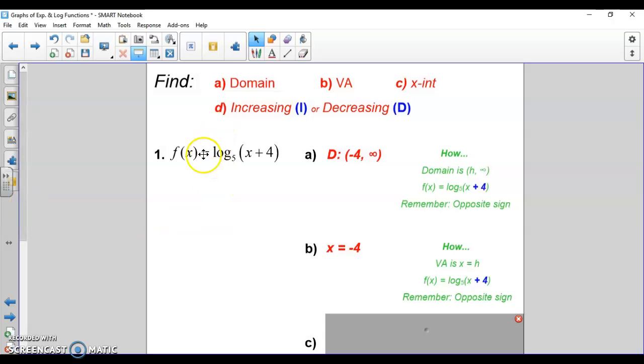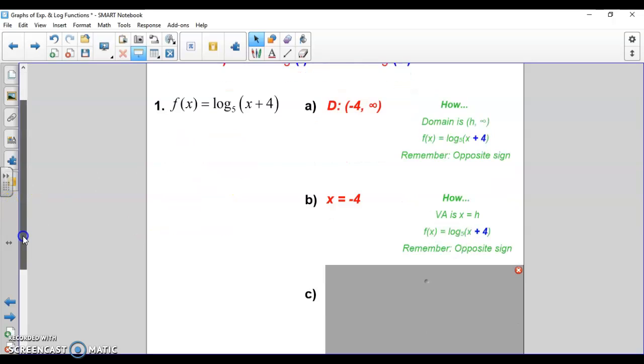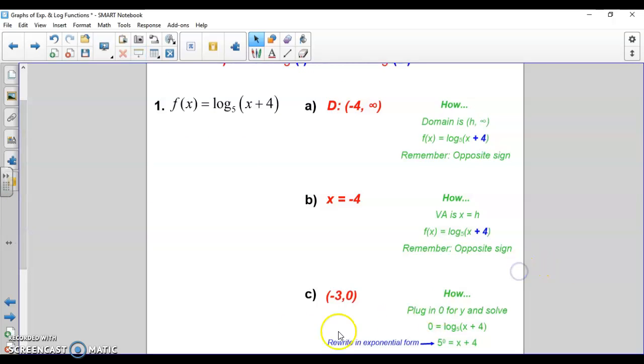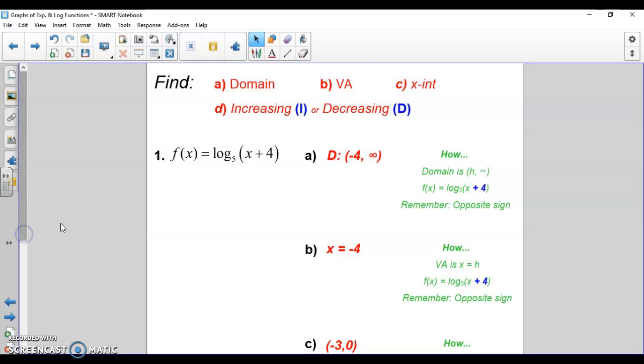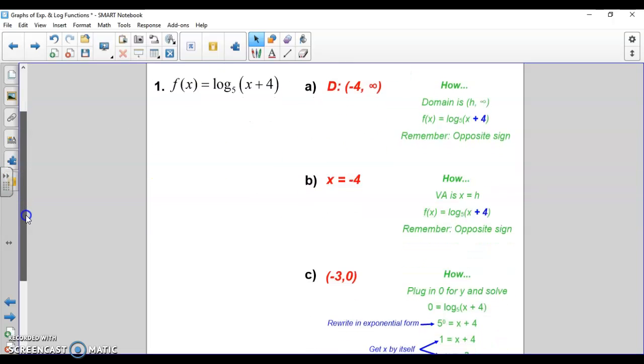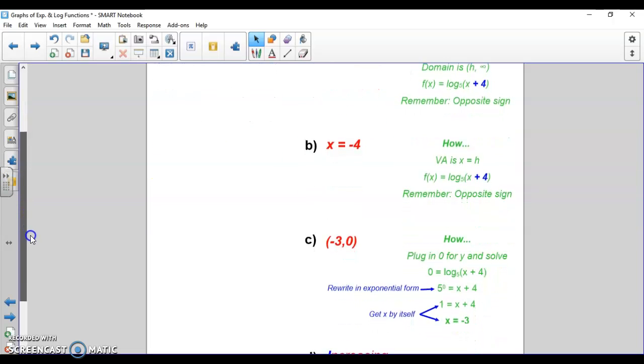Increasing or decreasing, it's positive out front, so it's increasing. That's it. Oh, sorry, I've switched up the order. It's x-intercept next, but it is increasing. X-intercept is negative 3, 0.